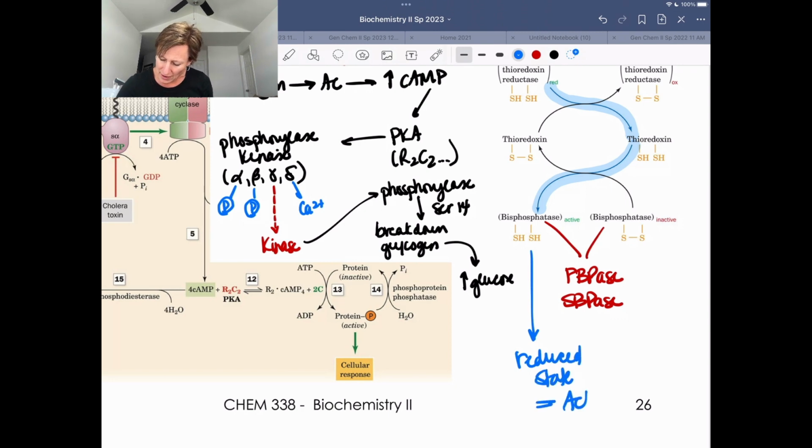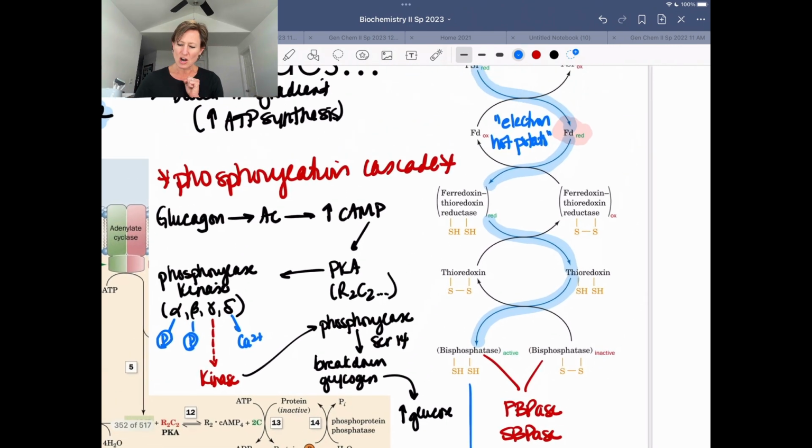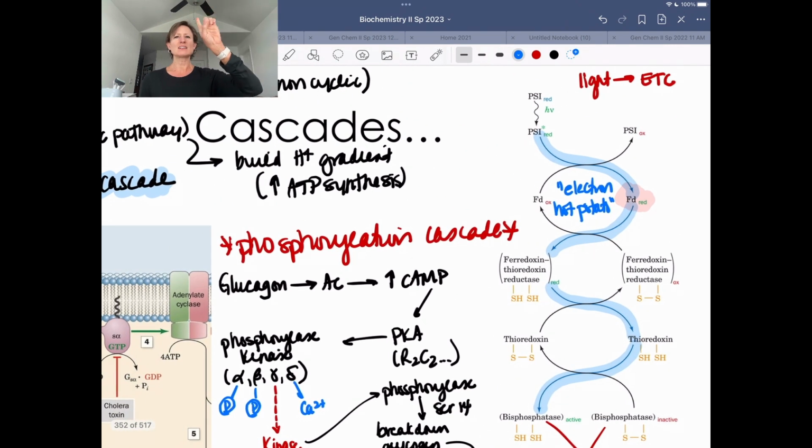That means we are active. So run through this logic check with me. We started out with a signal that it is light out. When it's light out, there's electron transport going on. When there's electron transport going on, ferredoxin can get electrons.